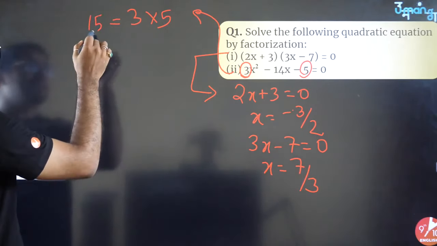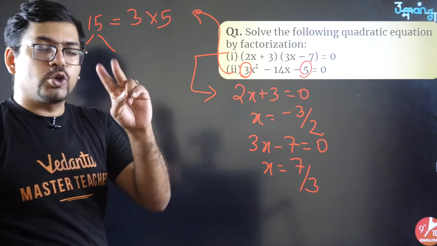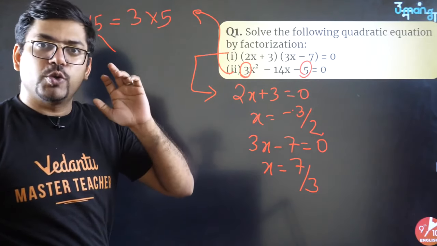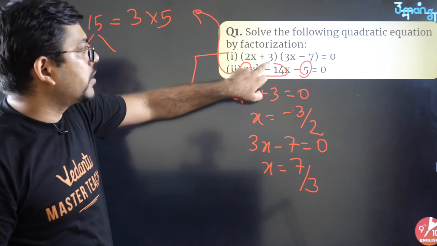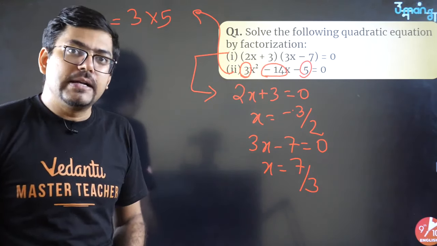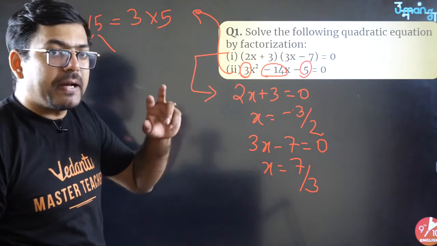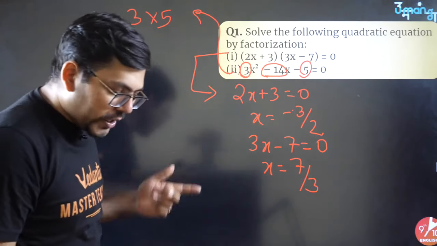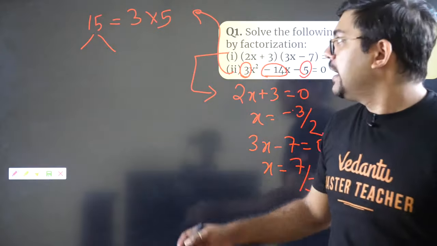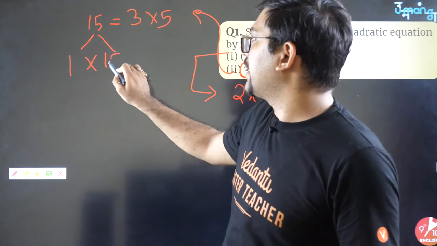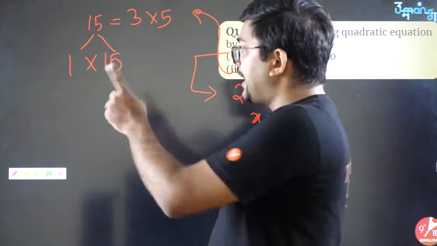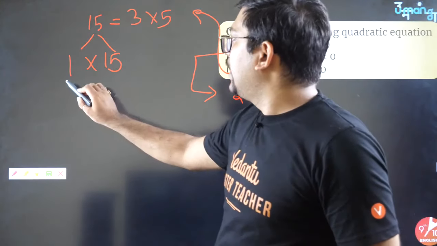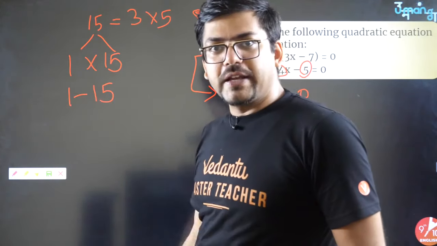Now the method says that you should break this 15 into two factors such that by addition or subtraction of those two factors, you get the middle term. That is what is called middle term splitting. The easiest factorization is 1 into 15. From 1 and 15, can we get minus 14? Absolutely yes. I simply do 1 minus 15, which gives me minus 14.